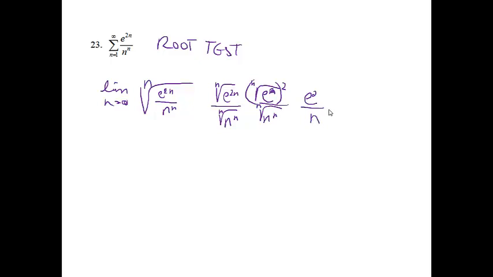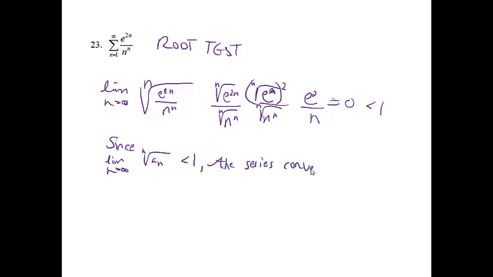And then if we let n approach infinity, then we will get 0, which is definitely less than 1. So since the limit as n approaches infinity of the nth root of a sub n was less than 1, we know that the series converges.